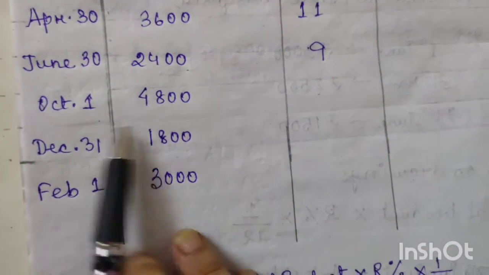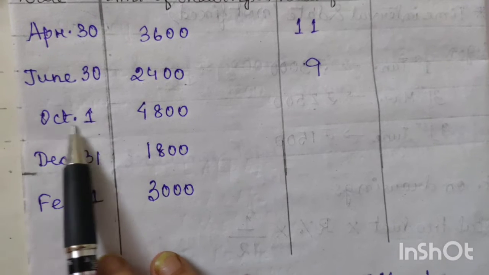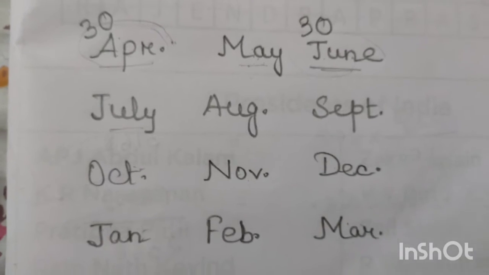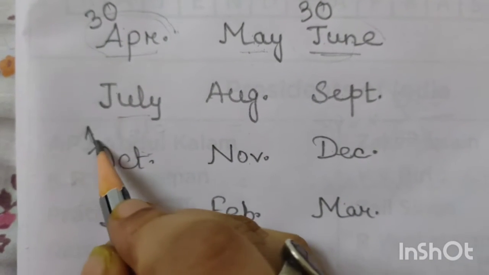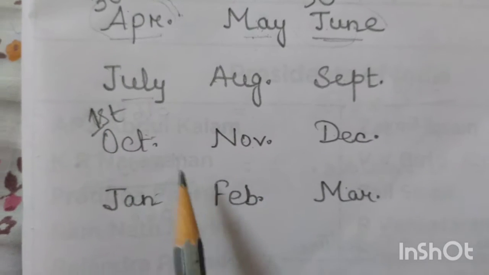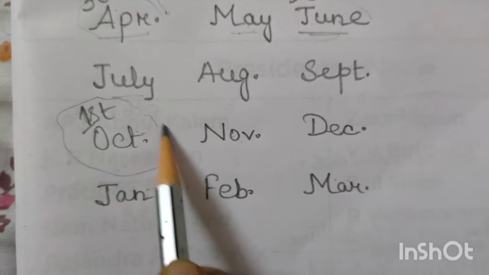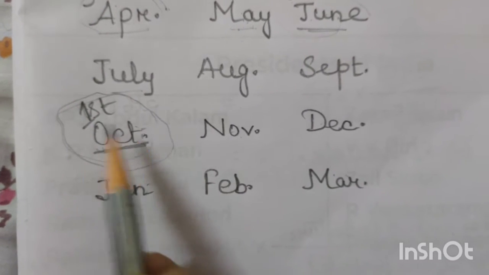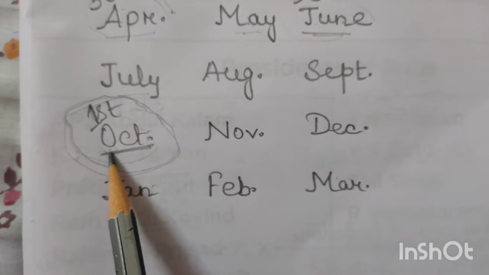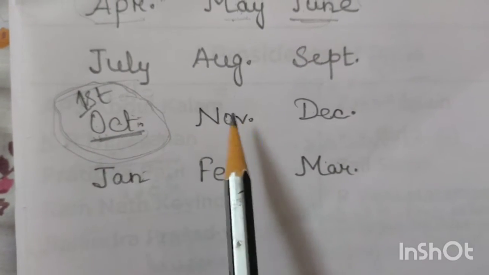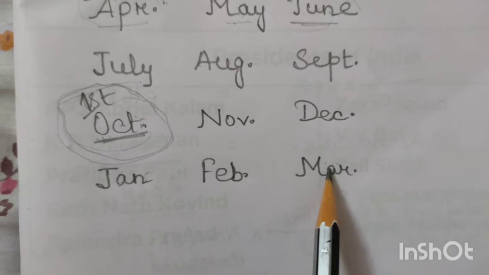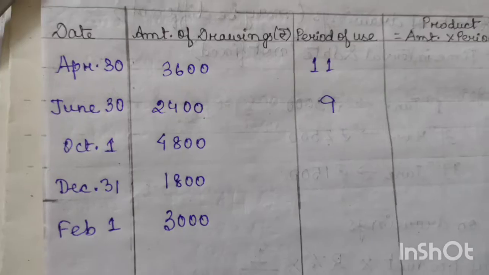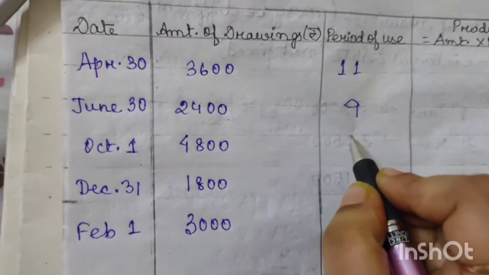Okay, now next case we have seen that we have withdrawn the money on October 1. So in that case if we withdraw on 1st October, that means first day of the month, that means this whole month will be considered. So we have to count from October, because it is the first day of the month, so this entire month we have to count. So now how many months? 1, 2, 3, 4, 5, 6. So here in this case, period of use will be 6 months. So here we will write 6.